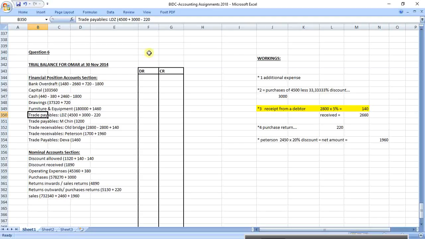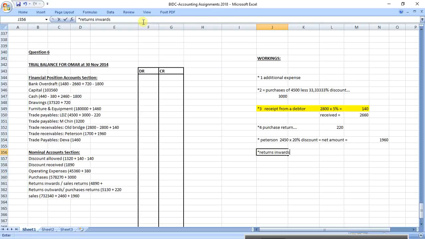Next. Credit note sent to Peterson stores for goods damaged in transit, 20% trade discount. Alright, so Peterson was a debtor. So this would have been a sales return. So sales returns is going to go up. How much did he return? So that would be returns inwards, right? Returns inwards, yes, because it's a customer. 150 minus 20% discount. So it'll be 120. Plus 120.